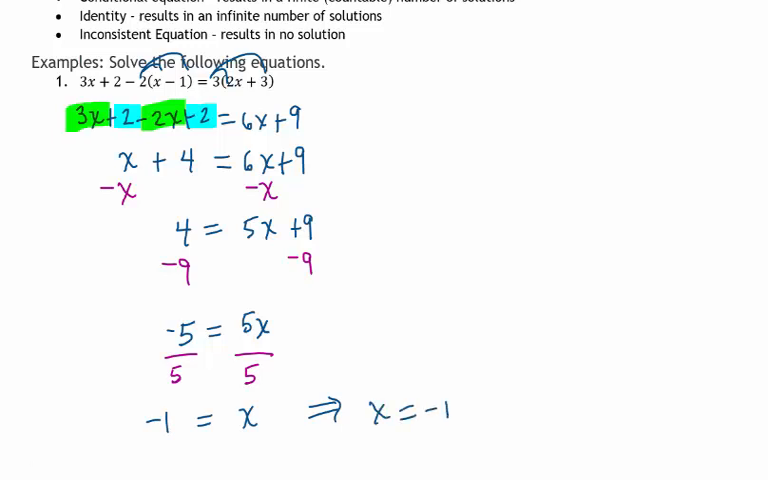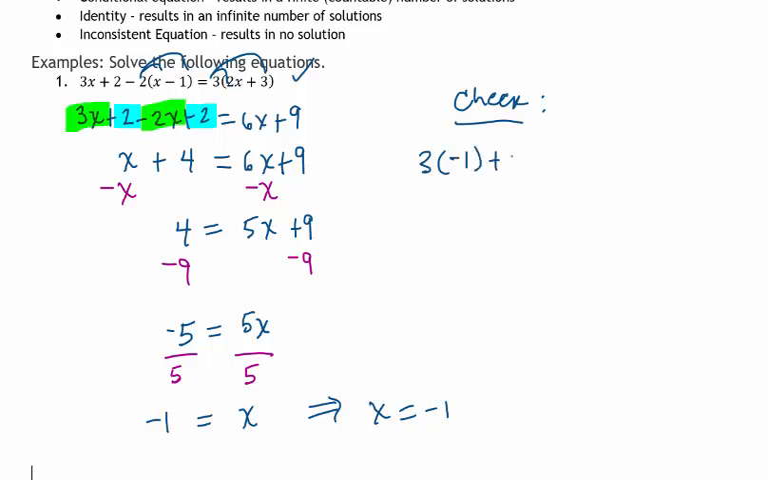Okay, so that means that this is a conditional equation because it resulted in a finite number of solutions. There's only one solution to this equation, but we want to check ourselves. So we're going to do a quick check to ensure that our answer is correct. To do our check, we're going to substitute into the original equation. So go back to the initial equation, substitute negative 1 anytime there is an x.